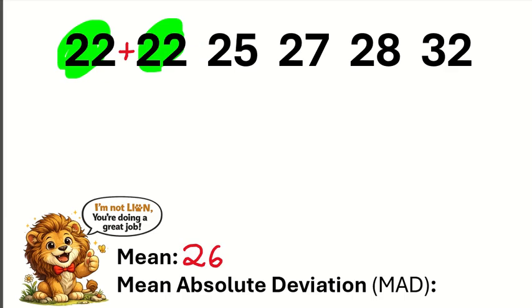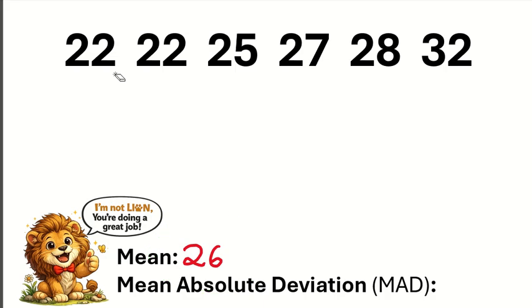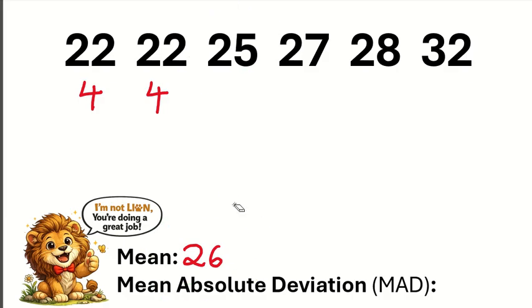Now, remember, we need to find out how far each of these points is from the mean. So, for example, how far is 22 away from 26? That's right, 22 is 4 away from 26, so that'll be a 4. And we have another 22 here, so that'll be a 4 as well. How far is 25 from 26? That's right, it is a 1, because it is 1 away from 26.